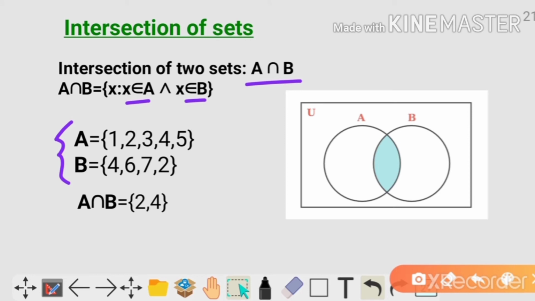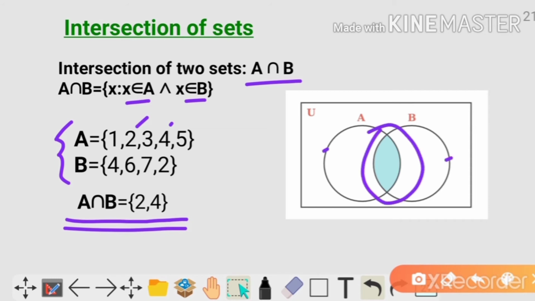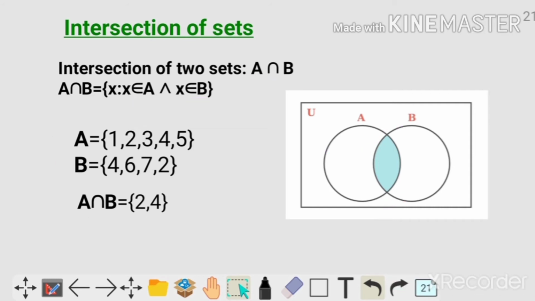So here I have taken the same example. Here 2 and 4 are the common elements of A and B. So A intersection B will be 2 and 4. So look at the Venn diagram. Here the common part of these two sets A and B is this, the colored part. So this is the Venn diagram of the intersection of A and B.